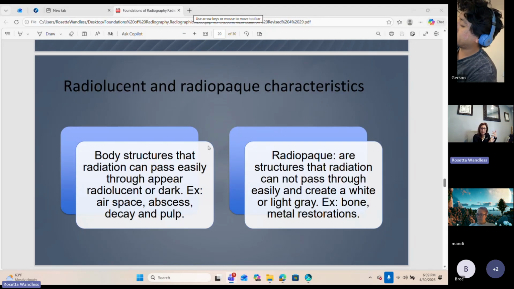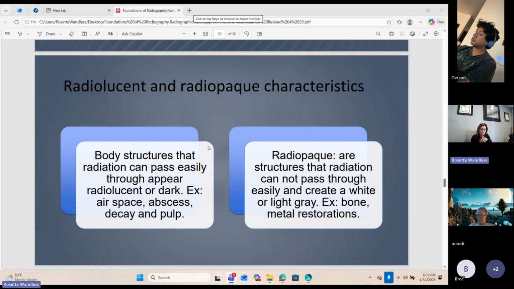It's going to be air spaces, like in sinus cavities. Our sinus cavities are on our maxilla, and are open air. It's how we breathe, right? It's an open airway. It's totally empty space, air space. So there's no restriction. That primary beam goes straight through. It's going to show the sinus as a black space, okay? Radiolucent. Abscesses, infections, all are going to be radiolucent.